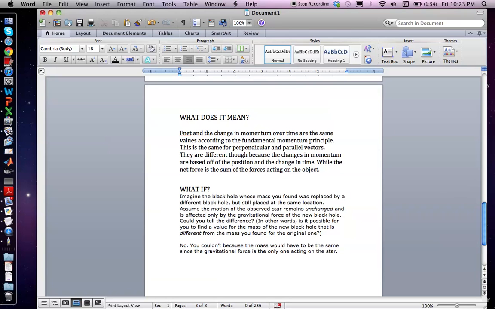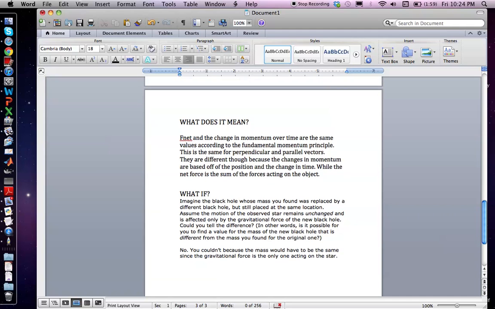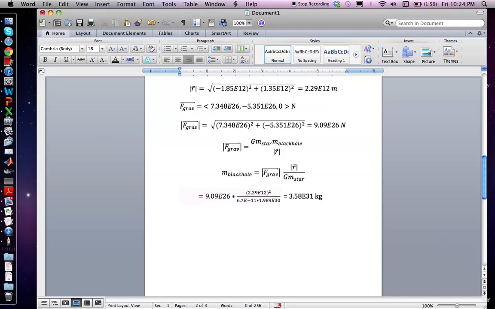So what if you imagine a black hole whose mass you found was replaced by a different black hole, but still is placed at the same location, and that the star's positions don't change at all? We would not be able to tell the difference because the new black hole would have to have the same mass as the old black hole, because the gravitational force is the only force acting on the star. And so you would have the same forces acting on it continually, meaning that it would have to have the same mass, because as we saw in this equation, it can only have one mass. That's not going to be able to change if it has the same force acting on it.